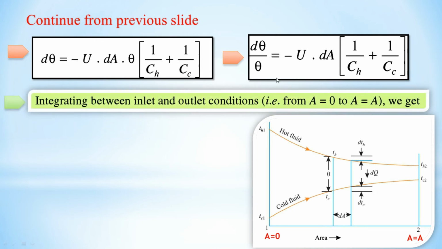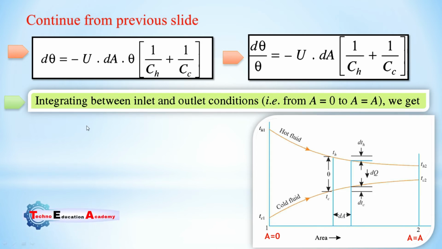Now we integrate the equation. We have already derived it in the previous slide. Here you can see that at the origin the area is 0, and here the area equals A for the heat exchanger. So we are taking the limits: at section 1, A equals 0, and at section 2, A equals A.